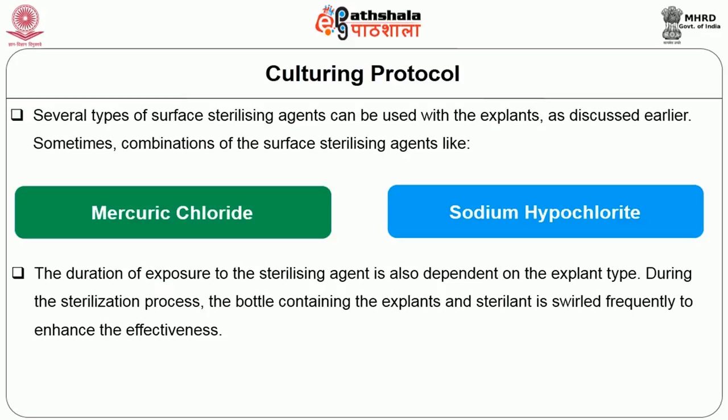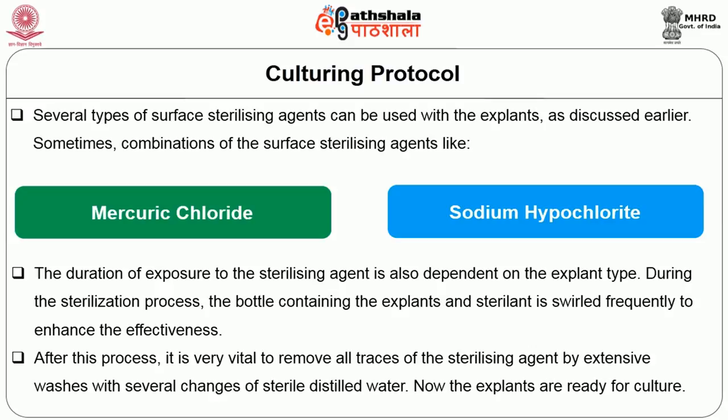The duration of exposure to the sterilizing agent is also dependent on the explant type. During the sterilization process, the bottle containing the explants and sterilant is swirled frequently to enhance the effectiveness. After this process, it is very vital to remove all traces of the sterilizing agent by extensive washes with several changes of sterile distilled water. Now, the explants are ready for culture.